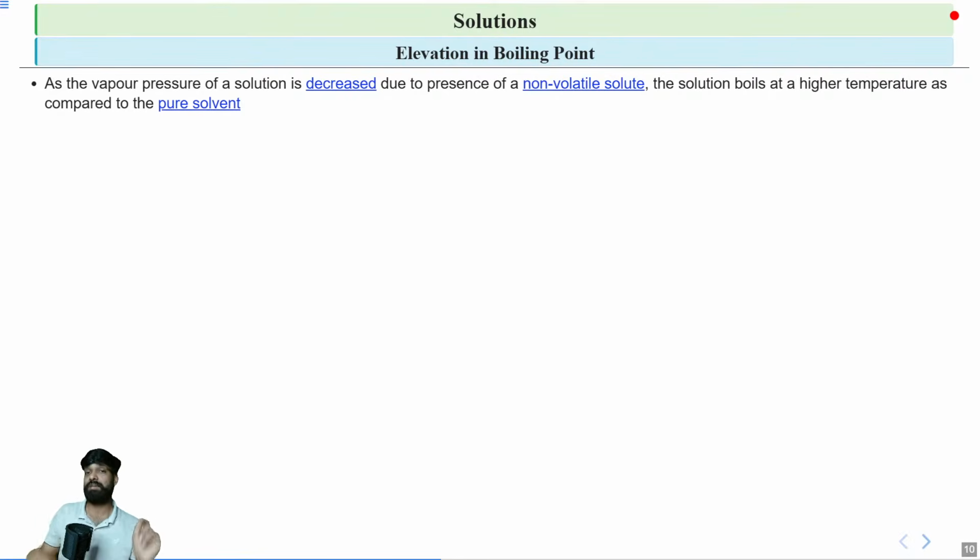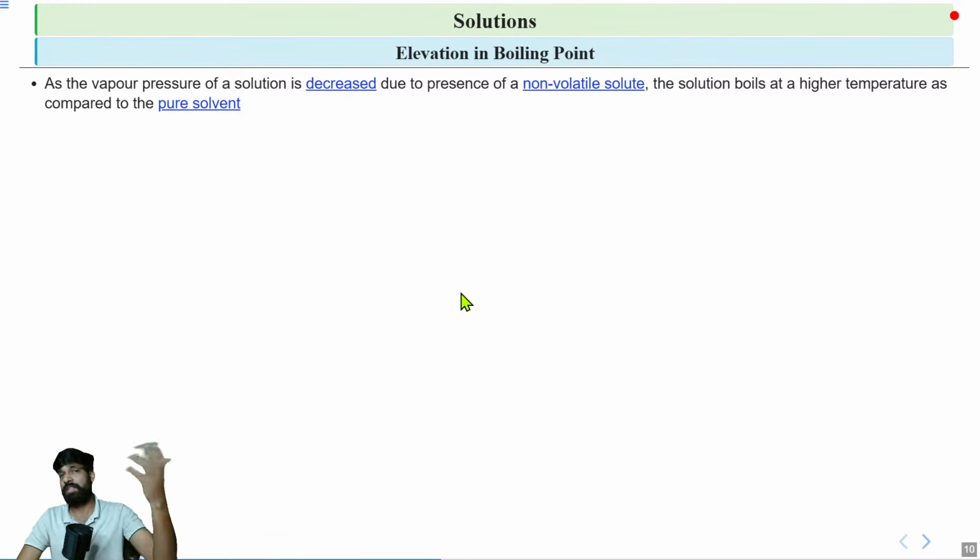Now, next, if it is so, then what is the outcome of the lowering of vapor pressure? As a result of this, your boiling point will increase. Why? Because boiling point is simply the going of your solvent particles into the vapor phase, the conversion of liquid into gas. But since your vapor pressure is decreased, therefore the boiling point has increased. You got it?